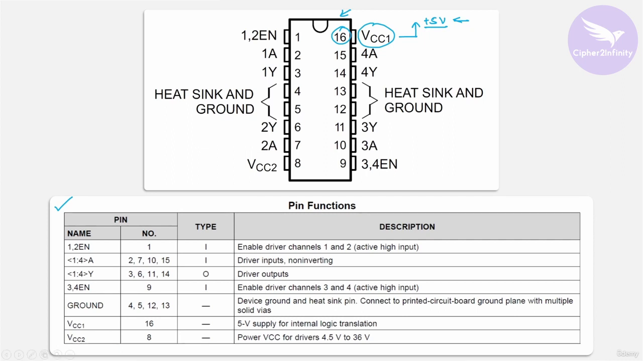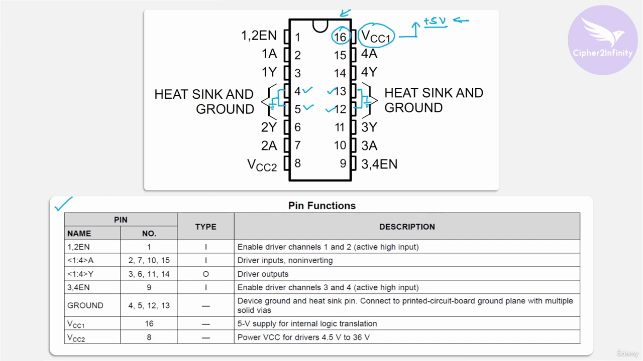Then pin number 4, pin number 5, pin number 12, and pin number 13. These are all the ground pins of this IC. So all these pins should be connected to the ground together like this. These two pins will be connected to the ground. Along with that, these two pins also will be connected to the ground.